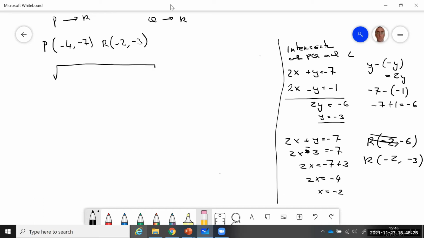So again, well, not again, but rather, I'm sure you've used this in the past. The distance is the square root of x2 minus x1 all squared plus y2 minus y1 all squared. I just choose OR as my second point. So it's negative 2, subtract x1, so it's subtract negative 4, which is adding 4 basically. And y2, which is negative 3, subtract negative 7, which is add 7.